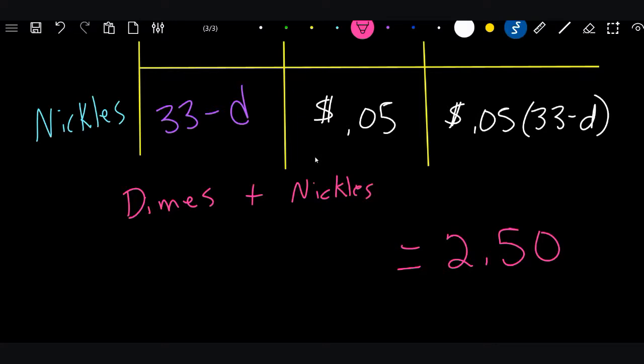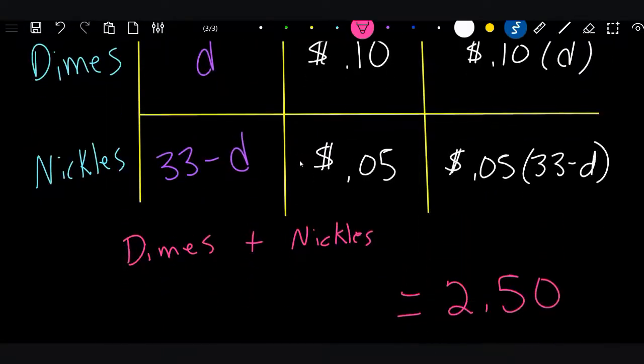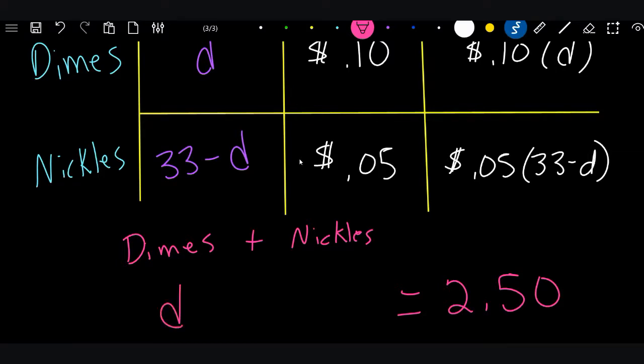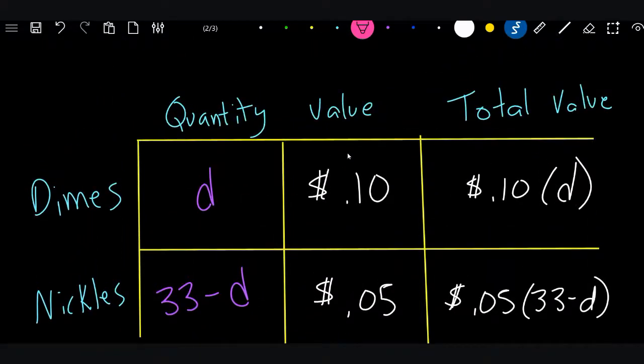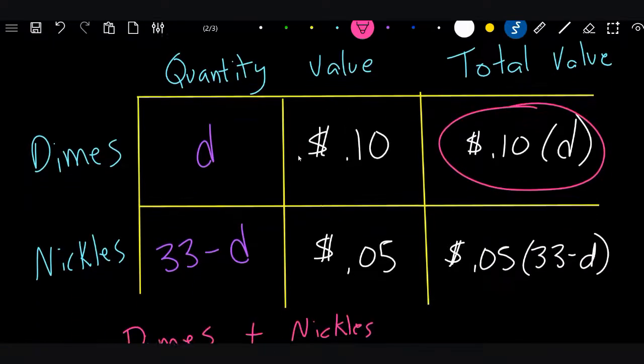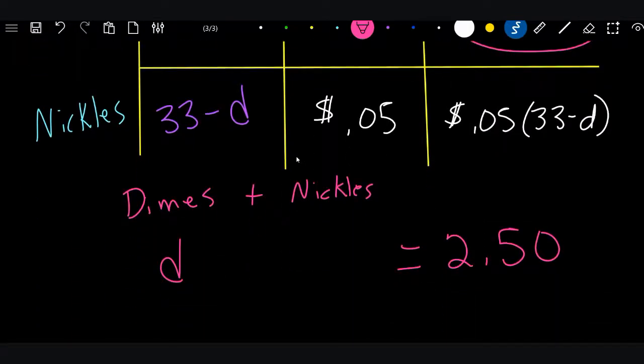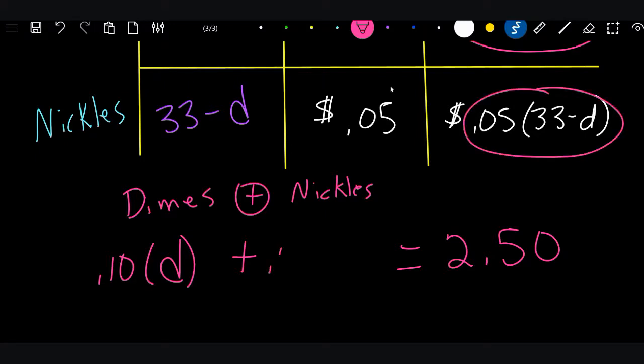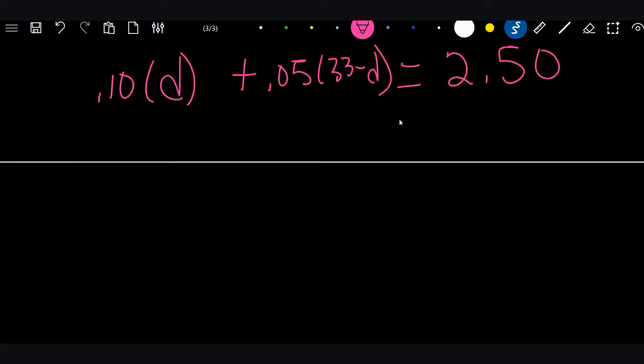Okay, and so the dimes, how did we write the dimes? D. So we just write D. But it's not just D that we had to write. It's this right here, the total value. We need the total value: 0.10 times D, plus the nickels. And that was this right here. We need to write this: 0.05 times 33 minus D. All right, and there we go. There is our equation. I got a little fly bothering me. Pay no attention to the fly.